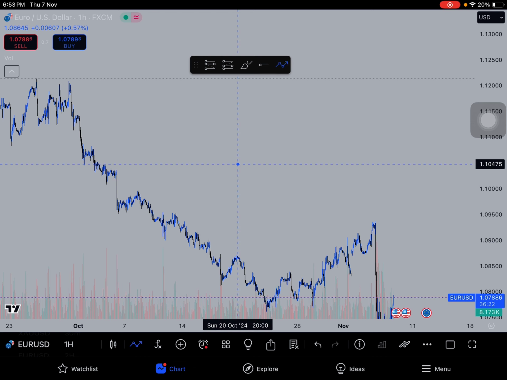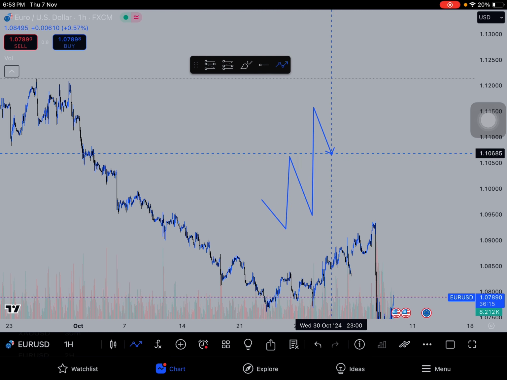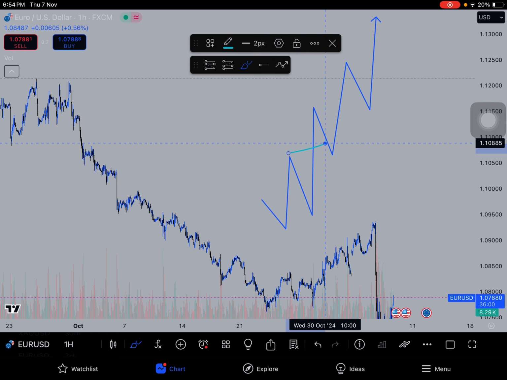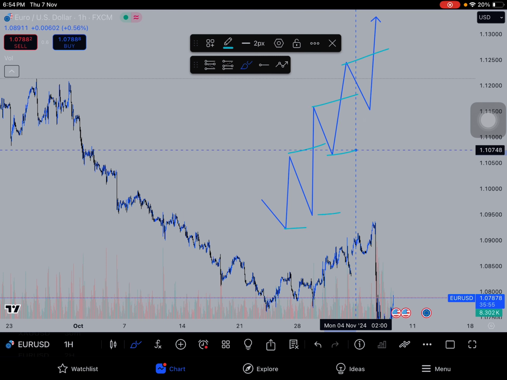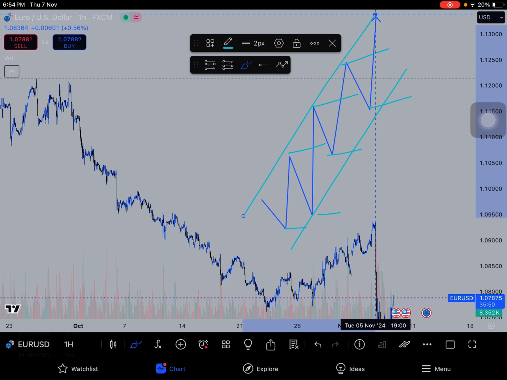And the uptrend looks like this. The price should always make higher highs and higher lows. That is called an uptrend. Let's look at here: the high, higher high, higher high, higher low, higher low, higher low. This is called an uptrend. So this is how an uptrend forms.